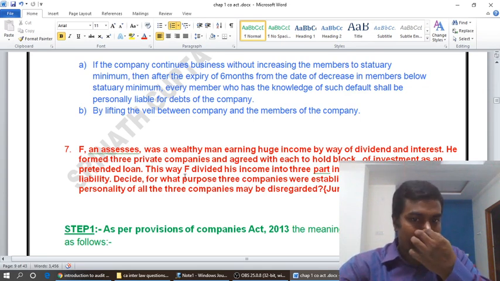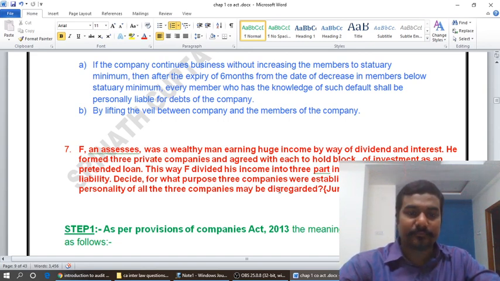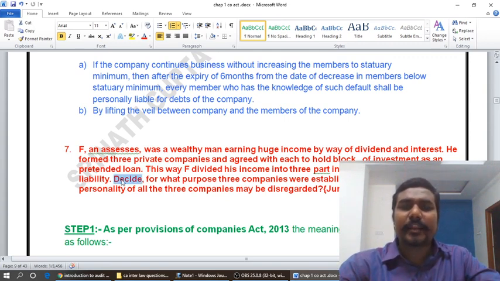This way, F divided the income into 3 parts in a bid to reduce his tax liability. Decide. Sir, what is the meaning of decide? The examiner is treating you as a qualified CA in practice. Decide for what purpose these 3 companies were established.